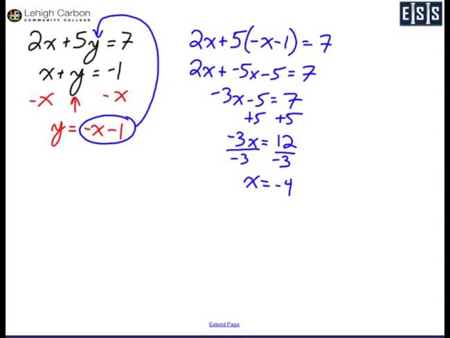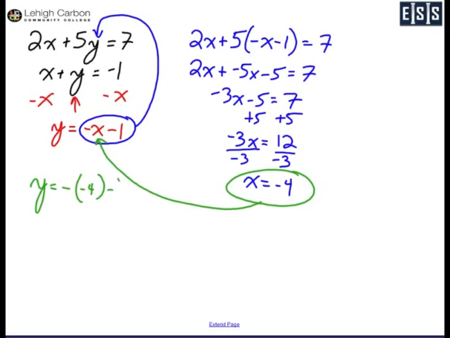Now that I know what my first or my second variable is, I want to take this and plug it back in here to find out what my y is. So y is negative 4 minus 1. Negative negative 4 is just 4 minus 1, or y is 3. So if my x was negative 4 and my y is 3, the answer to this system is negative 4, 3.